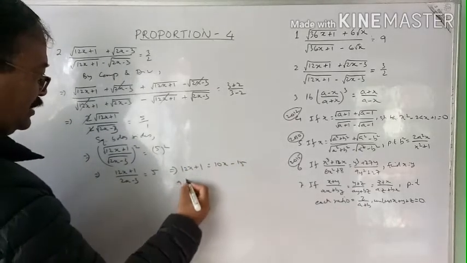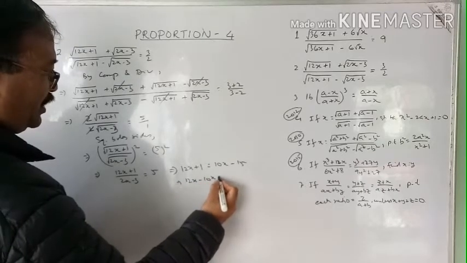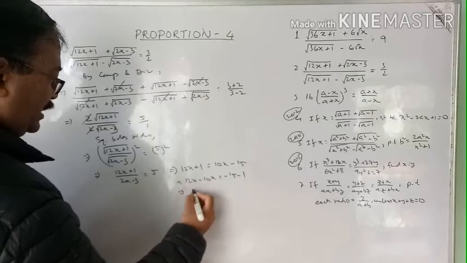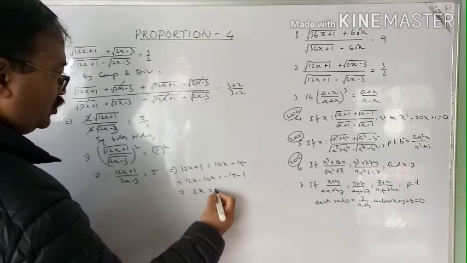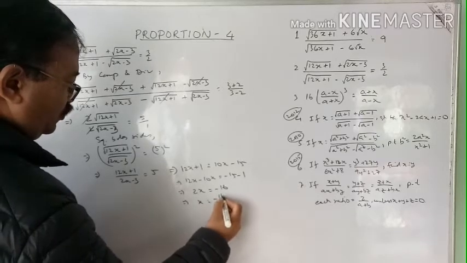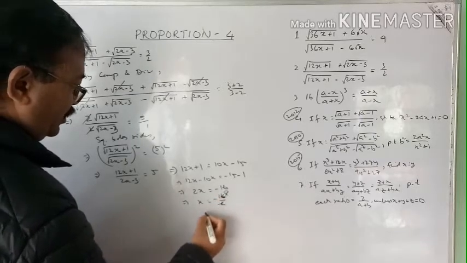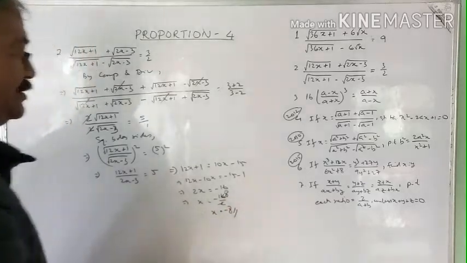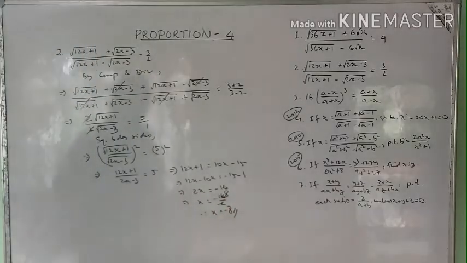So x on one side: 12x minus 10x equals minus 15 minus 1. So 12 minus 10 is 2x equal to minus 16. So x equal to minus 16 by 2. So it will go 8 times. So therefore x equal to minus 8 is the answer. Okay, so this kind of sums you can solve this way.